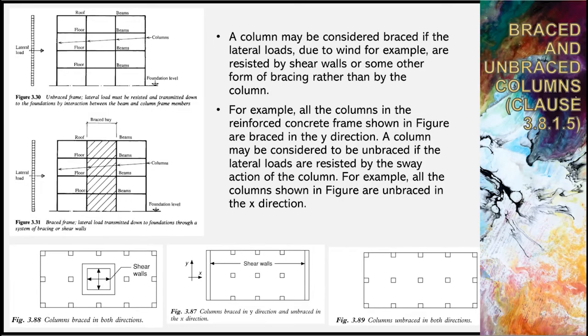I nak explain about yang tadi kita cakap braced dengan unbraced column. Column may be considered braced if the lateral load due to winds, for example, are resisted by shear wall or some other form of bracing rather than a column. Okay, kalau you tengok dekat sini, there is no shear wall. So this one we might consider it as unbraced. However, if you look at here, figure 3.87 ni, it is unbraced in X direction. Okay, maksudnya X direction ni tak braced. But in Y direction, it is braced.